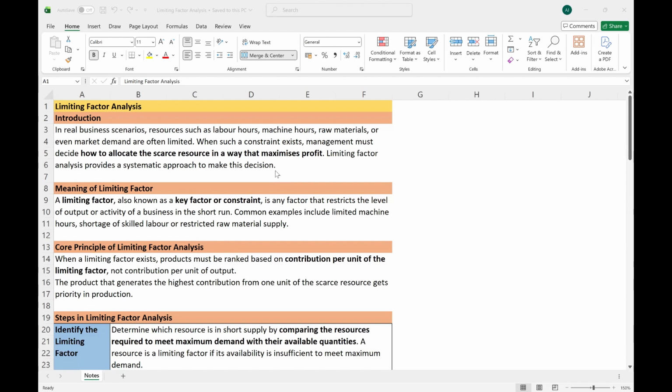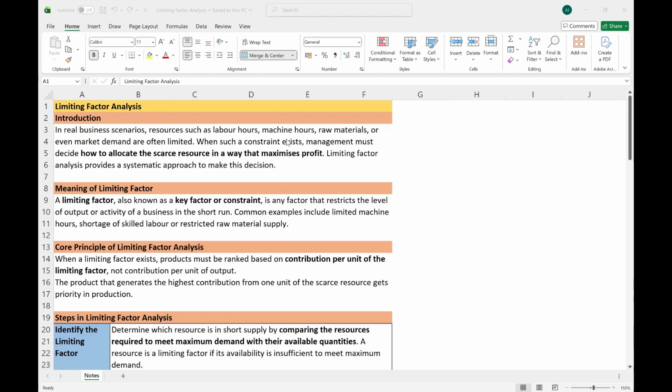Because ultimately, all the organizations are working with this goal of maximization of profit. Limiting factor analysis provides a systematic approach to make this decision. What decision are we talking about? Allocation of scarce resources. Very important to know that an organization is exposed to a scarce resource scenario. So, how to allocate the scarce resource in a way that maximizes profit? Very important. Okay. So, we have been talking about limiting factor analysis.